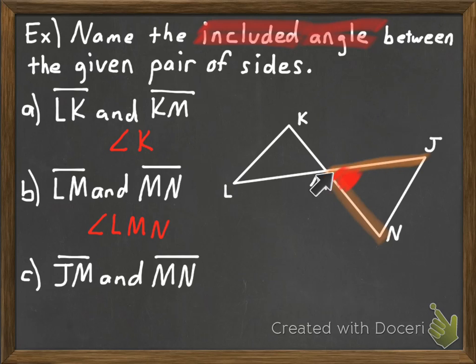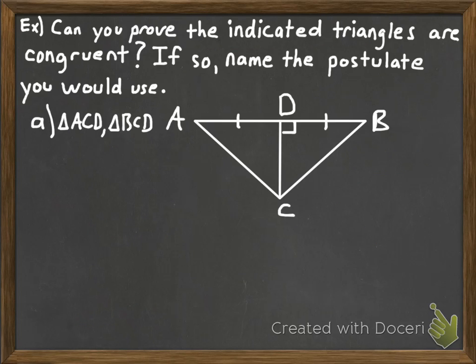Alright, there you see the two sides and the angle that they form right here, and that angle would be called angle JMN. That's how you determine where the included angle of two sides is. And as long as two sides and their included angle are congruent from one triangle to another triangle, it makes the triangles congruent. Well, keep that in mind now as we go through this series of pictures, in which we're going to determine, can we prove that the indicated triangles are congruent?